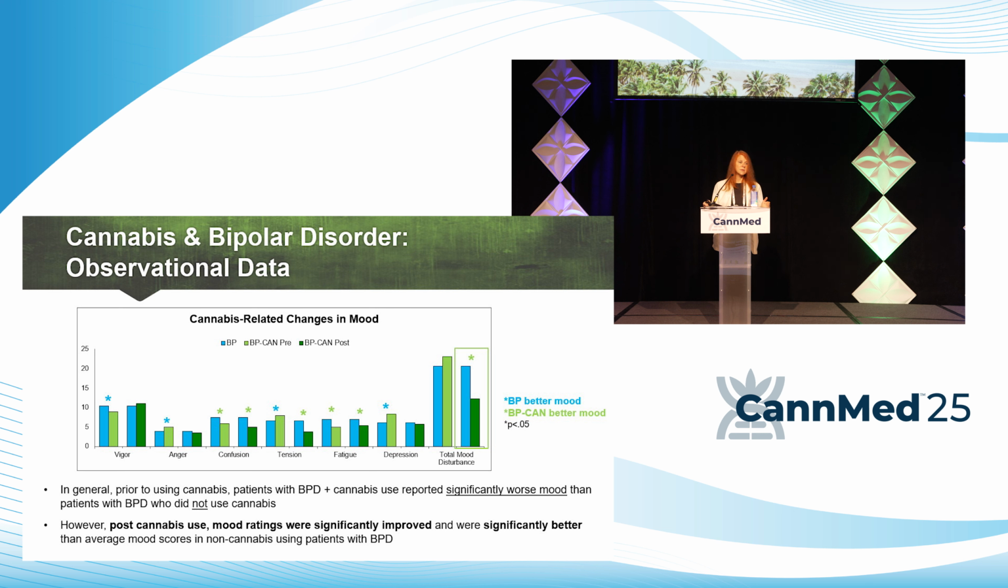Prior to using cannabis, the patients with cannabis use who had bipolar disorder looked worse in terms of their mood relative to the pure bipolar folks. They looked a little worse, right? It's important to be clear, right? What happens, though, after they use cannabis? Well, significant improvements in their mood ratings, and they were actually better in a number of cases than those pure bipolar patients. So clearly there was an advantage here, right?